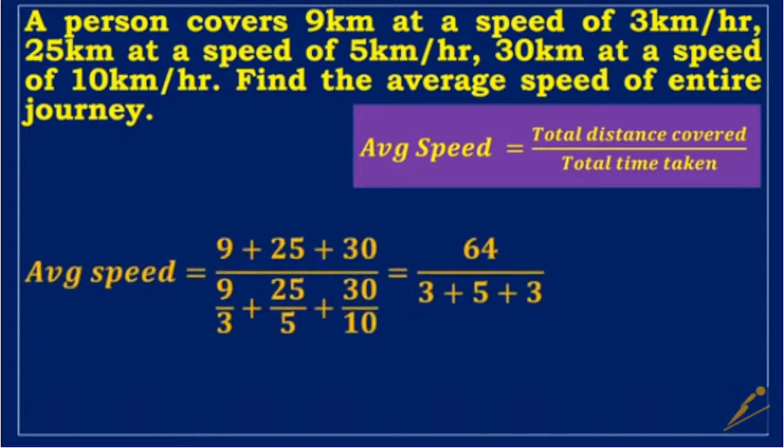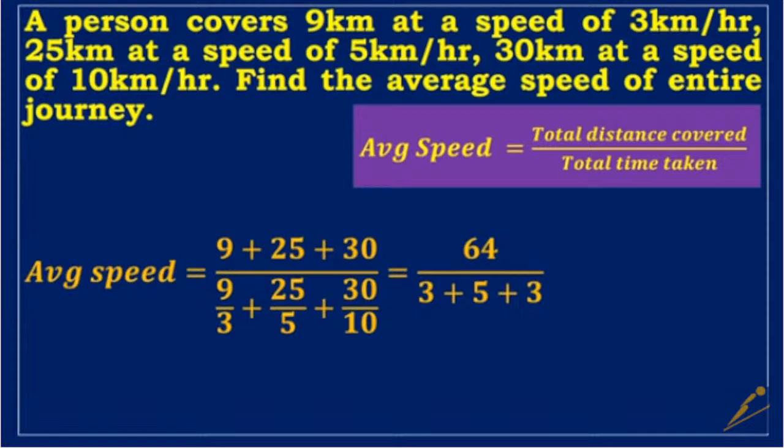The 8th model is average speed concept. The average speed concept refers to the measure of how fast an object or a person is moving over a certain distance or time period. It is calculated by dividing the total distance traveled by the total time taken to travel that distance. The unit of average speed is miles per hour or kilometers per hour. Let's look at an example in the average speed concept.